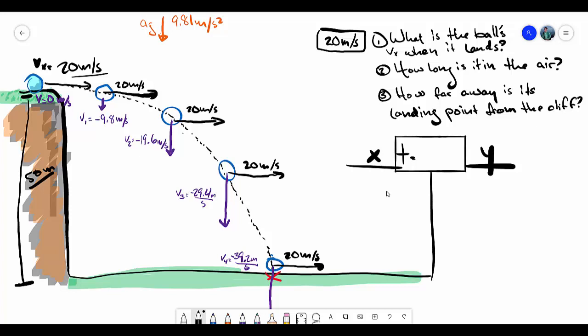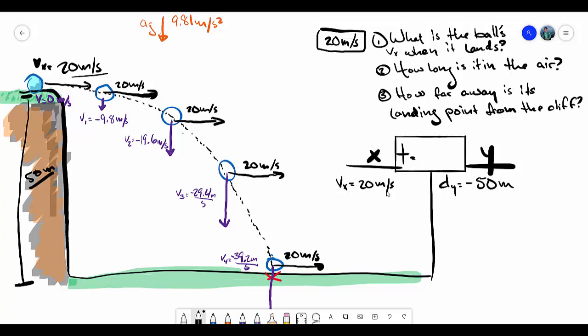We are given two things. We're given 20 meters per second to the right. That is its velocity along the x-axis. It's going to be 20 meters per second. We're also given the height of the cliff, so it's going to be the distance y. That's going to be 50 meters up. However, the ball fell 50 meters. So the change in displacement really is negative 50 meters because the ball fell 50 meters, right?